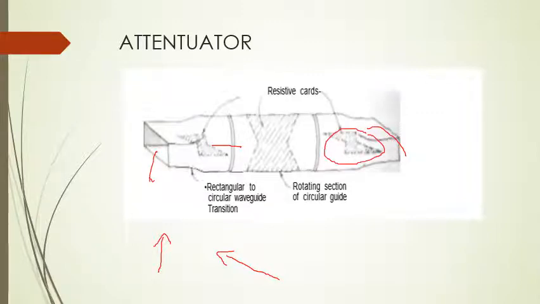In addition to that, if you want extra attenuation, that is also taken care of by the resistive card placed at the rear end at the circular to rectangular transition. Hence, this type of attenuator is called a rotatory attenuator because of the circular waveguide, which is going to have a rotatory motion at the center.